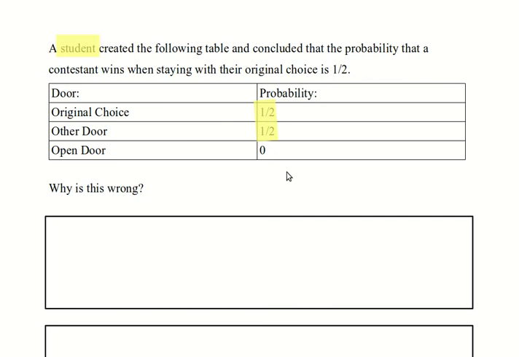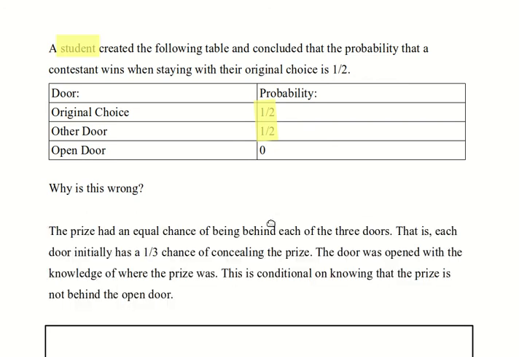Now this is easy to see why this is wrong, especially since we've done the Socratic model on the previous page with the website. It's easy to see it's wrong because the prize had an equal chance of being behind each of the 3 doors. An equal chance means, exactly what you'd think, that the probability that it was behind any particular door, or the door that you chose, is 1/3. So each door initially has a 1/3 chance of concealing the prize.